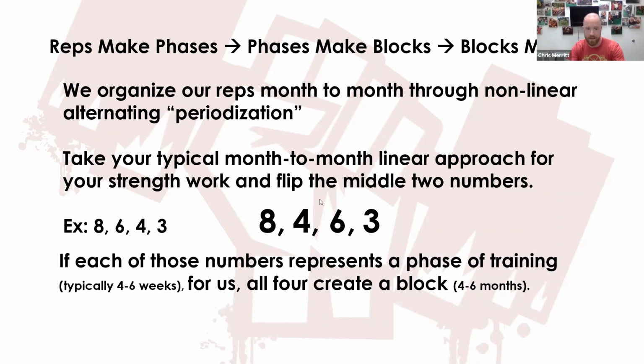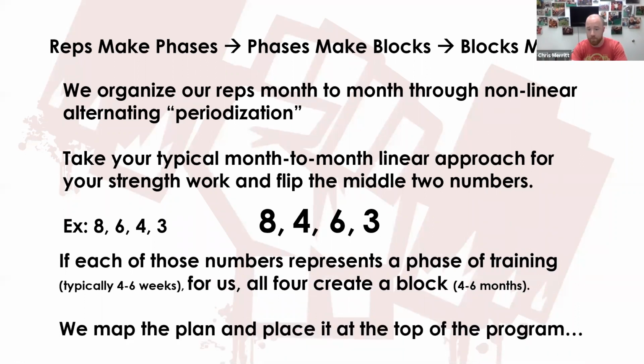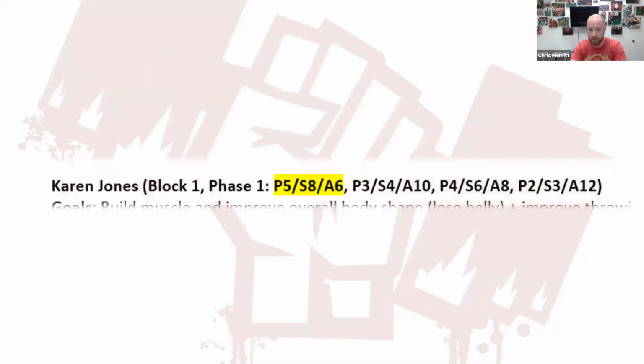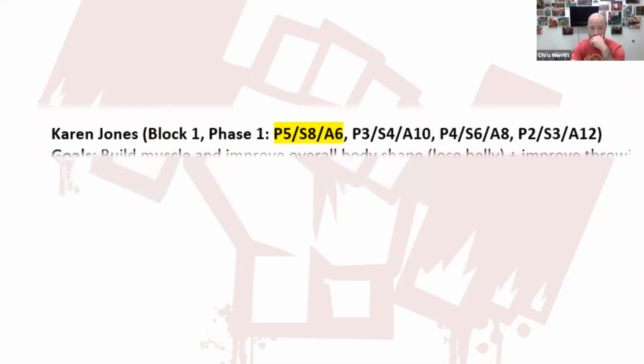So like the example says here, that was strength. So at the top of the program where it was PSA and there was a number afterwards, it would be P8, P4, P6, P3, or sorry, S, these are strength, S8, S4, S6, S3. Those are my strength repetitions for the first 4 phases for my first block. We map the plan, we place it at the top of the program like so. Make sense? Mm-hmm. So, that's literally that example right there, S8, S4, S6, S3. Obviously we had power and we had assistance as well.